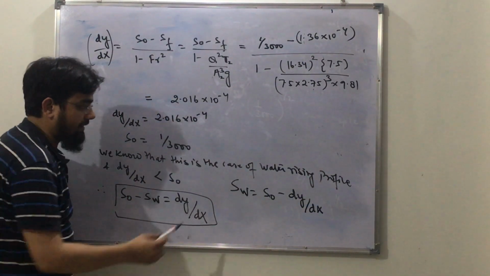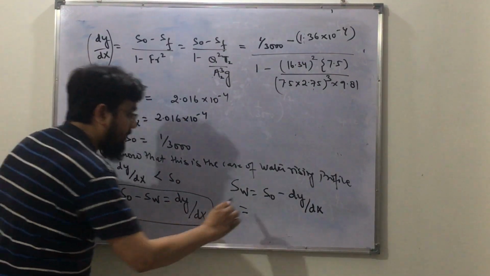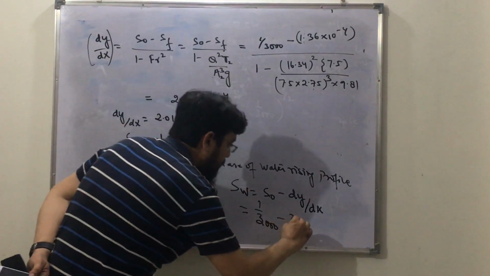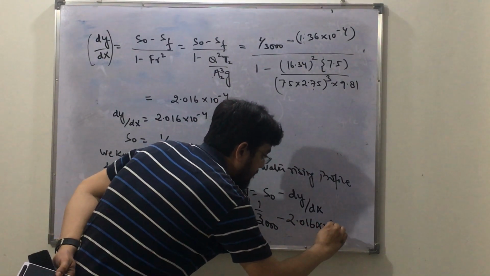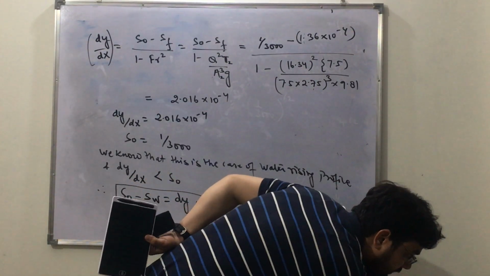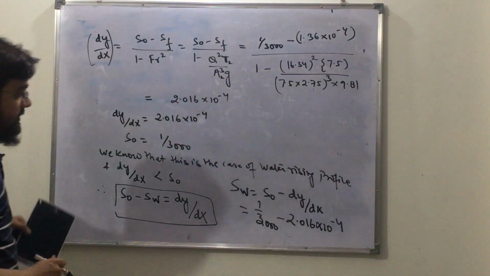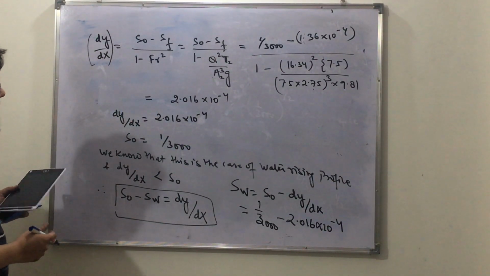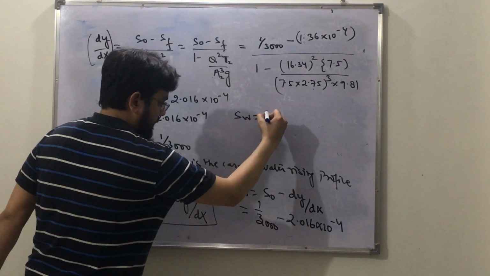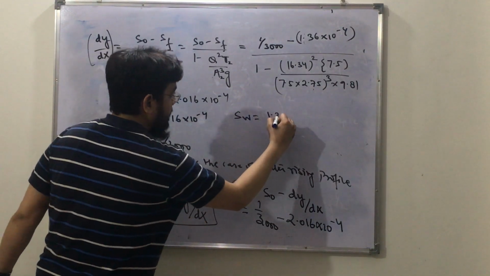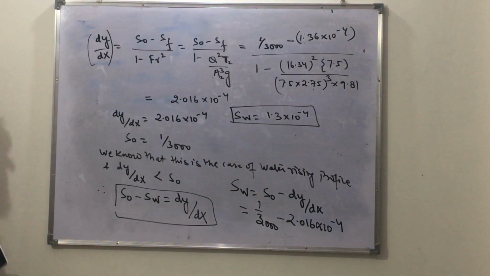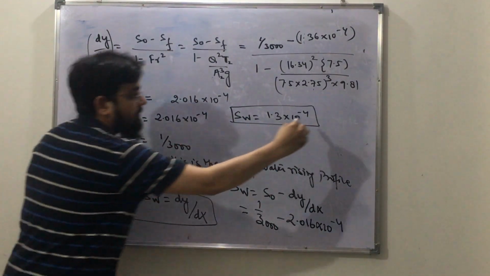This was asked in the question, SW. So SW is equal to S naught, what is S naught? 1 in 3000, minus dy by dx, 2.016 into 10 to the power minus 4. The value of SW we will get, solving this, SW is equal to 1.3 into 10 to the power minus 4. This is the value of SW we got. Okay? This is the answer.